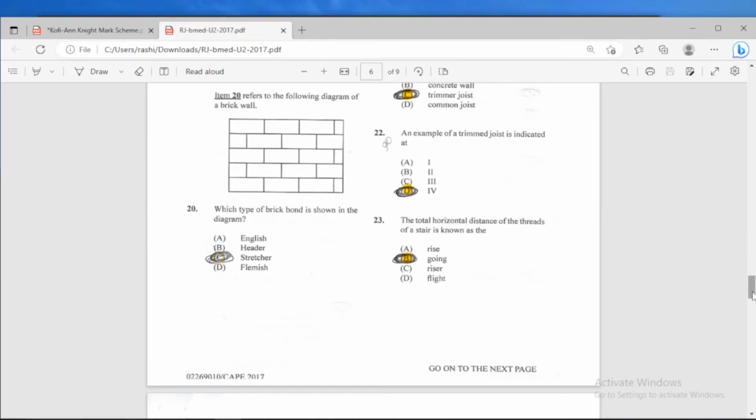Alright, item 23. The total horizontal distance of the treads of a staircase is known as the, is it the rise, the going, the riser, or the flight? It would be the going. Sometimes the tread is actually referred to as a going, but the going is the distance and the tread is the actual thing that you put your feet on.